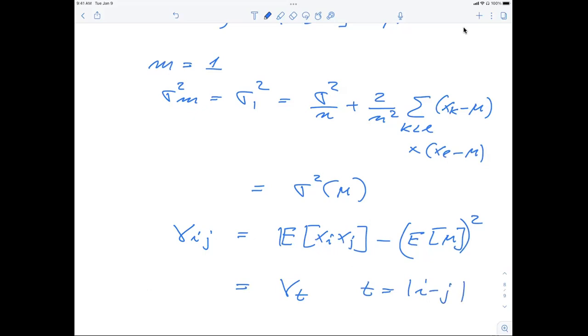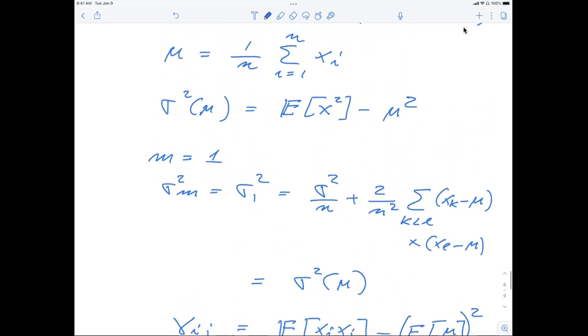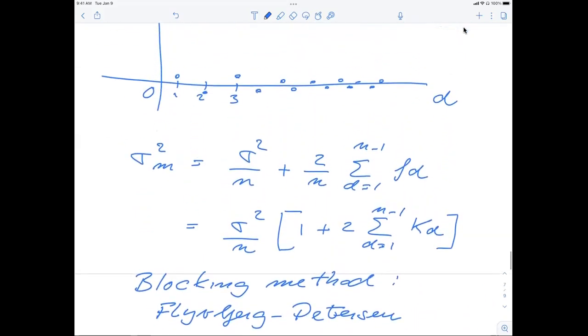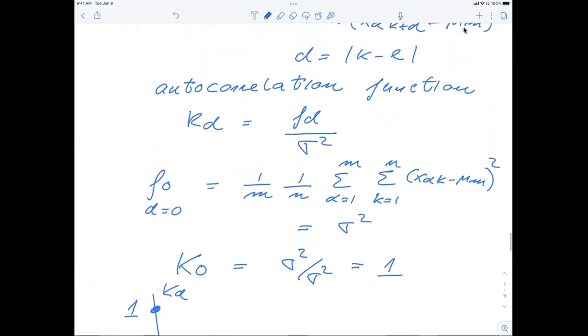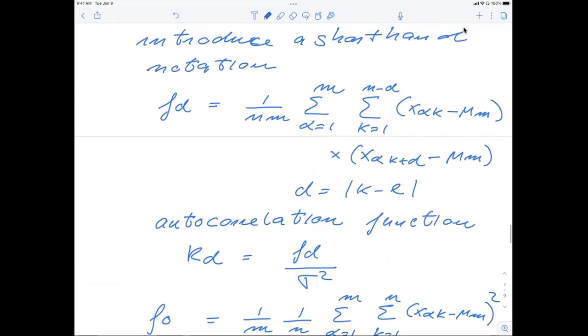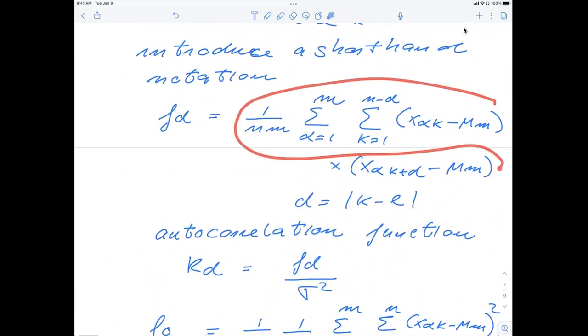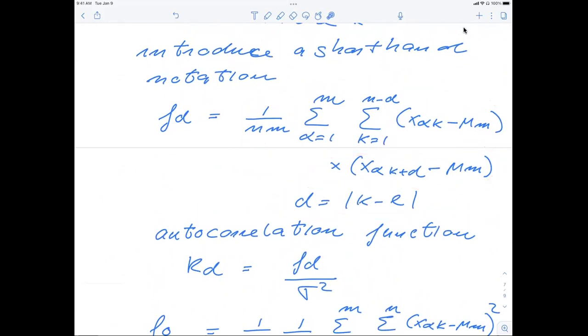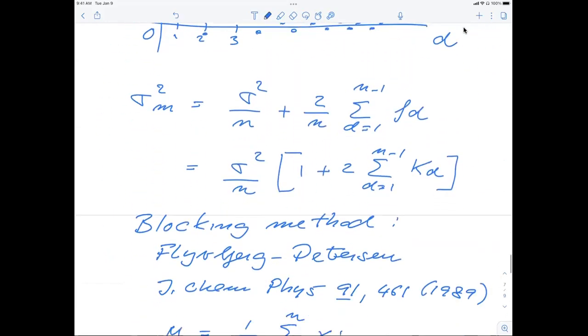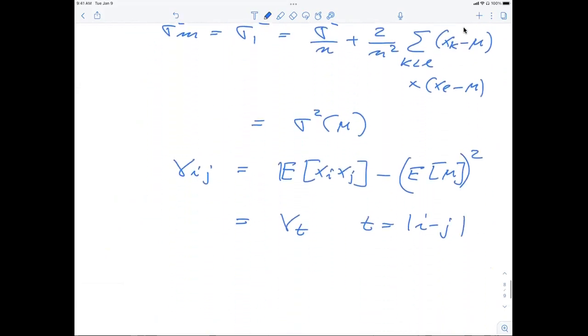So if you go back to what we did when we defined this quantity f of d, this is essentially the same mathematical quantity which we had in here. If you look back at that expression, we define d as a distance between two observations. So it's almost the same quantity. It's not exactly the same.